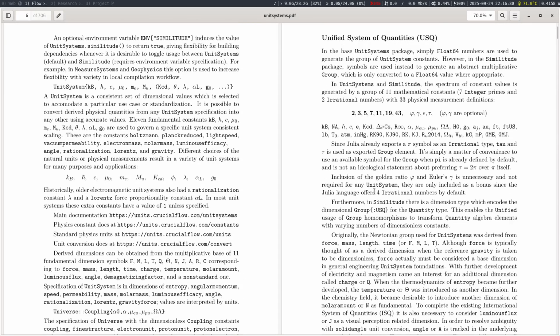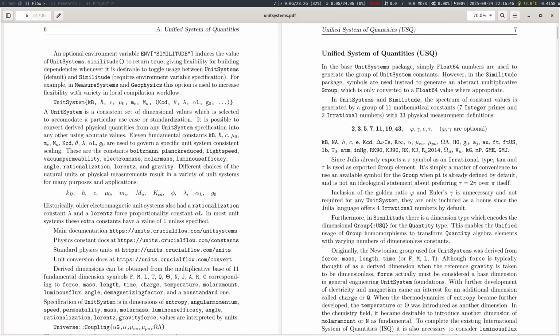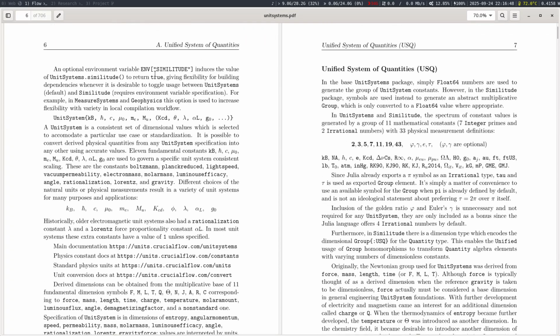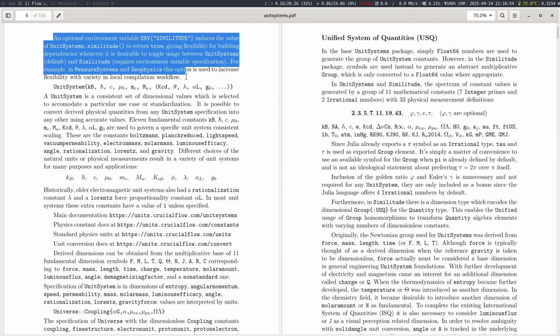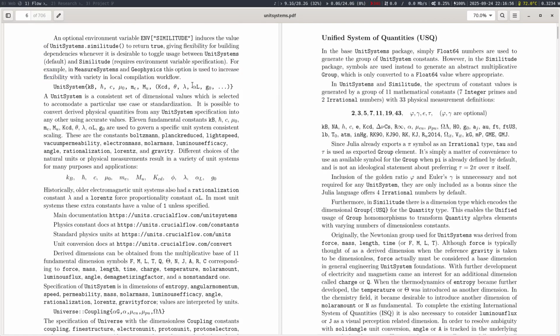There's an optional environment variable for Similitude, so that it returns true or false depending on what you set this as. So it's just a convenience function. It's not really important for beginner users, but it's left in there for documentation purposes. We'll just skip that.